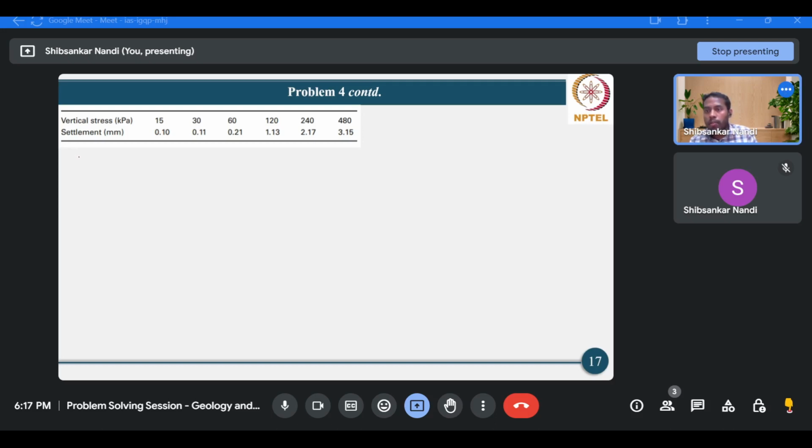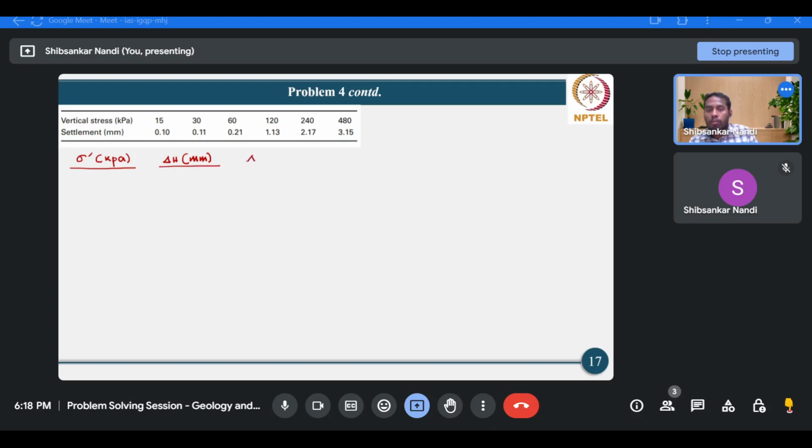In this table, the first column would be sigma prime, in kPa, which is nothing but the vertical stress. The second column is the settlement. Please keep in mind, this is the accumulated settlement, not the individual settlement by the load increment. If we denote this settlement by delta H, it will be delta H for the second column of this table.